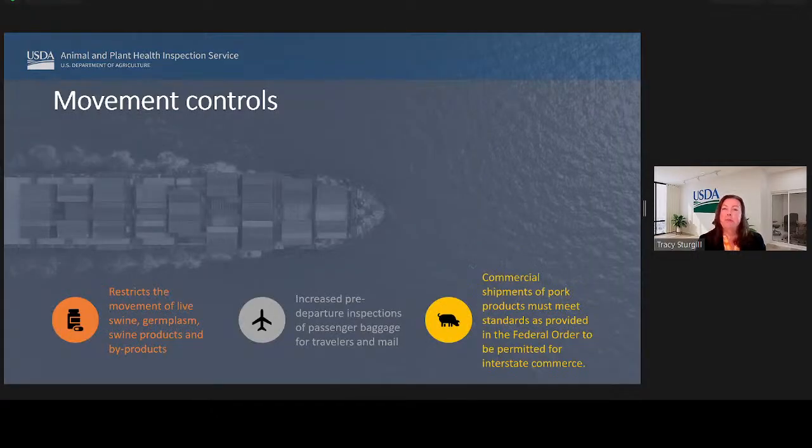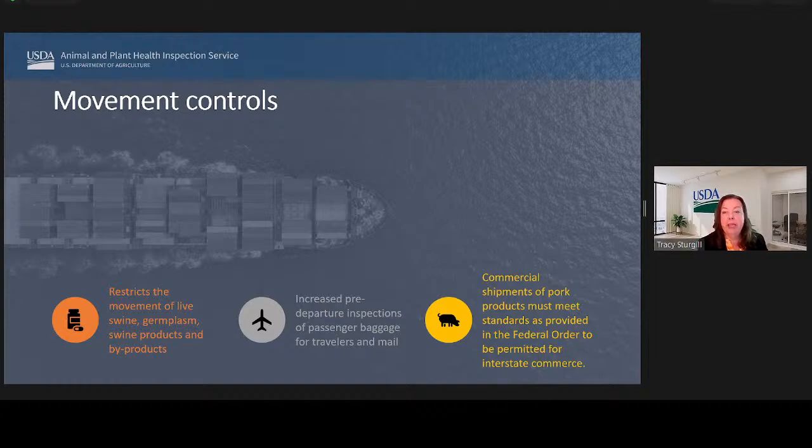And following establishment of the protection zone, APHIS issued a federal order in September of 2021, suspending the interstate movement of all swine, live swine, swine germplasm, swine products, and swine byproducts from Puerto Rico and the U.S. Virgin Islands to the U.S. mainland. We also subsequently revised that federal order a few months later to allow processed or heat-treated pork products and byproducts to move interstate under certain conditions.